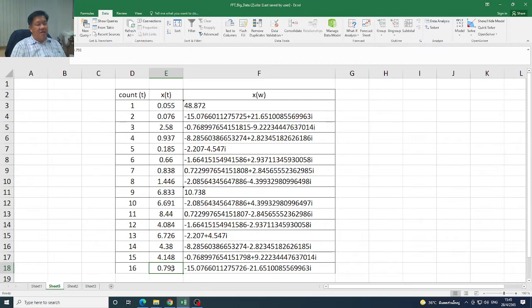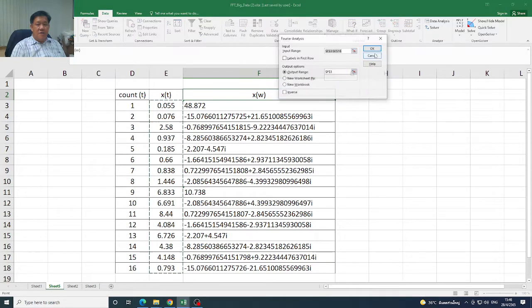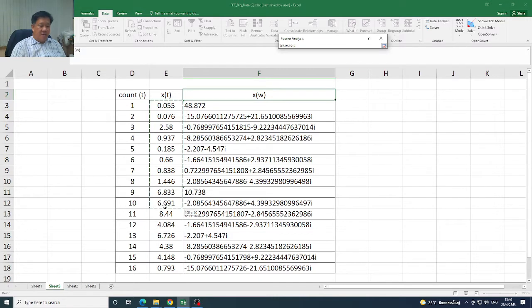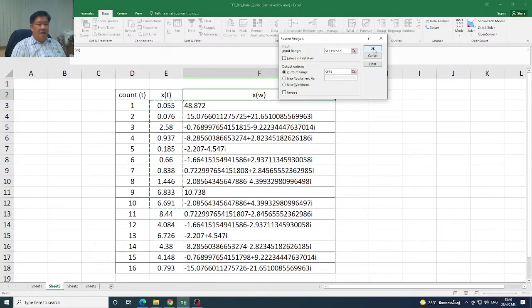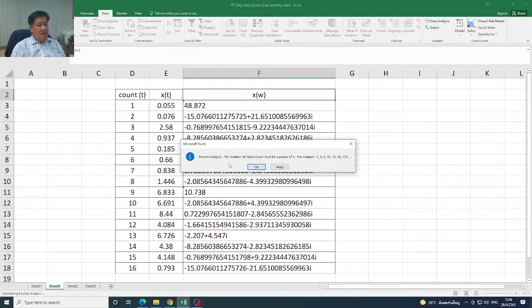And actually you can use 8 data points. But suppose I have only 10 numbers, you're not going to be able to run it. I'll show you. Suppose we do Fourier analysis here, and then I change the time domain to only 10 here, and I click OK. It will say that for Fourier analysis, the number of inputs must be a power of 2, for example 2, 4, 8, 16. And now you know why.